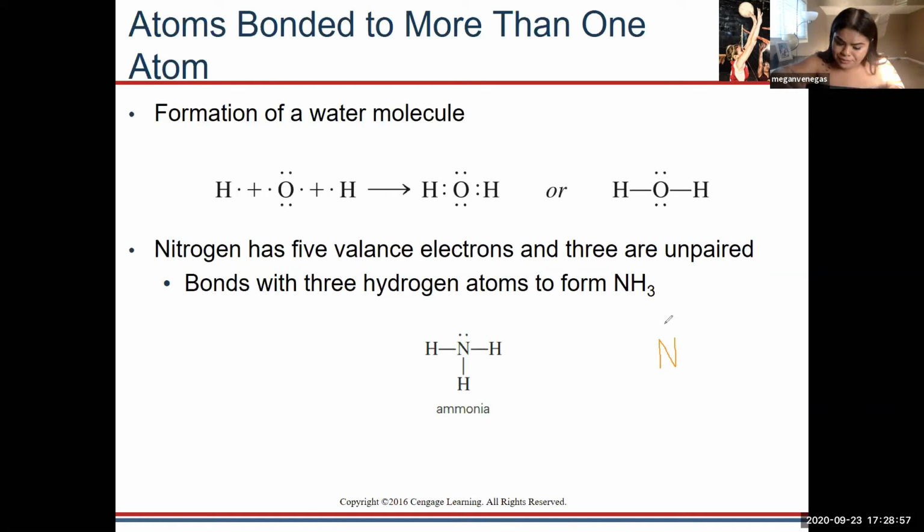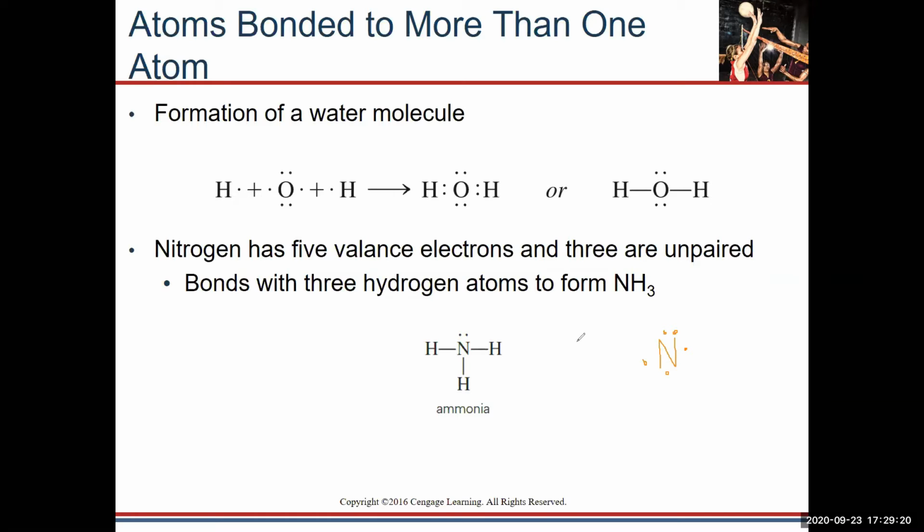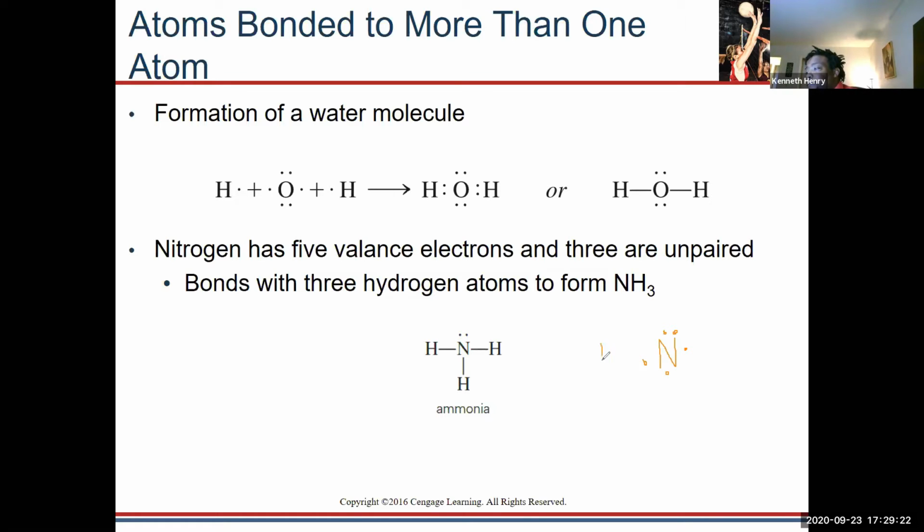5. It has 5 valence electrons. There's 1, 2, 3, 4, and 5. Let me do this. Can you guys see my little dots? Yes. Okay, how many valence electrons does hydrogen have?